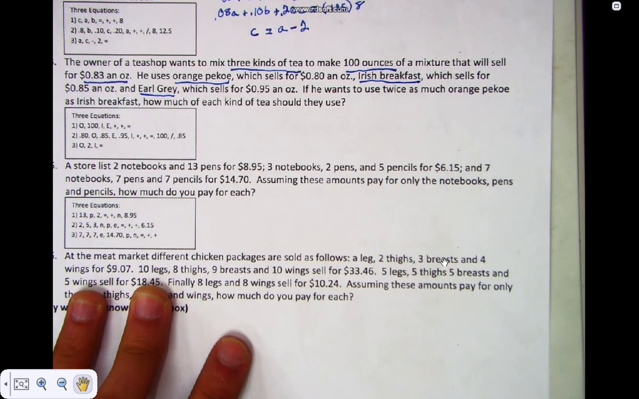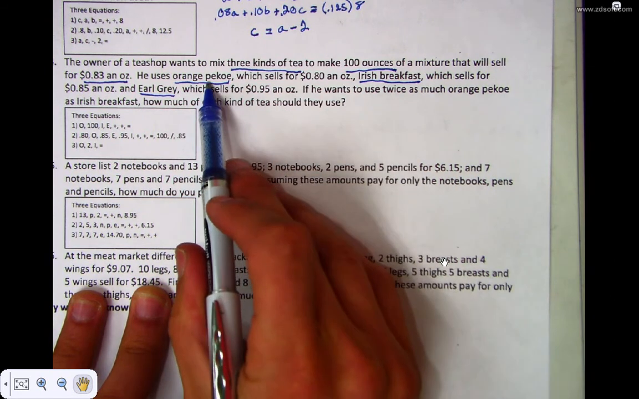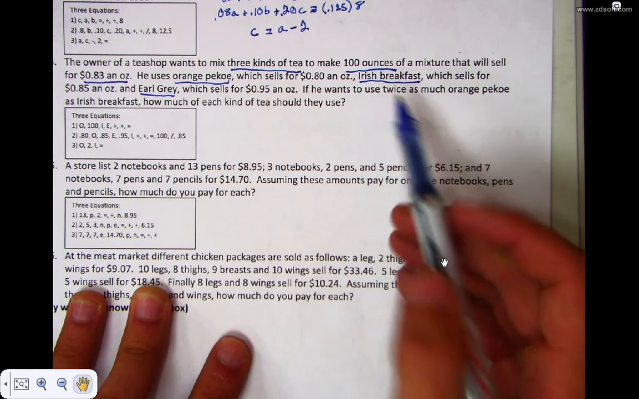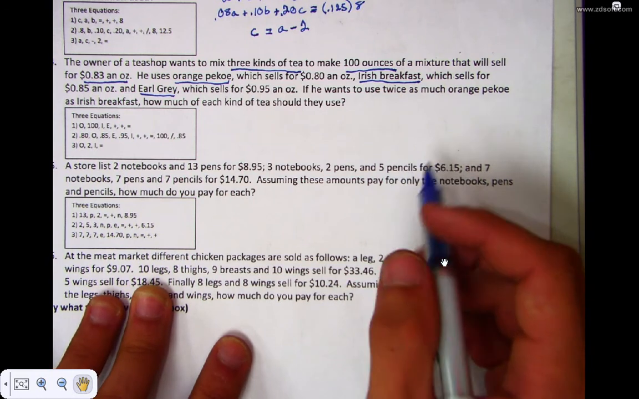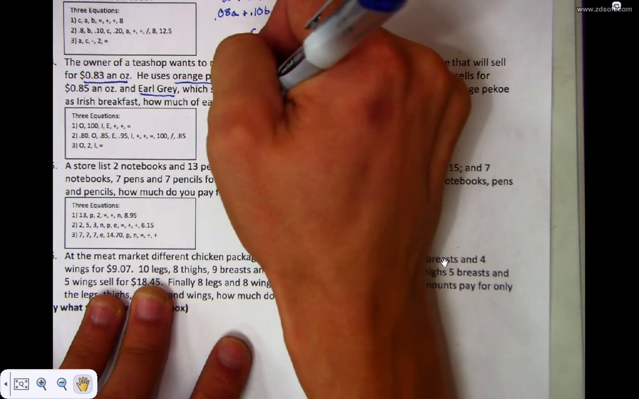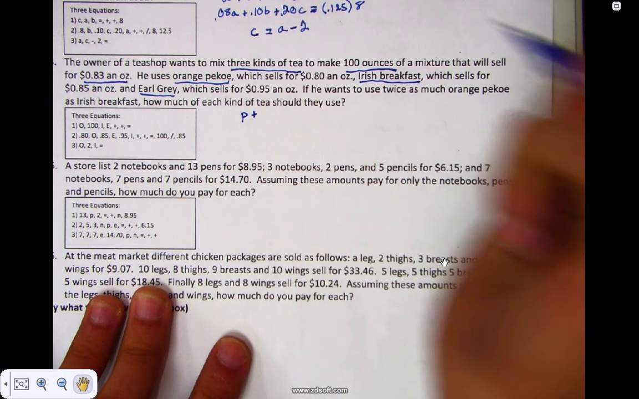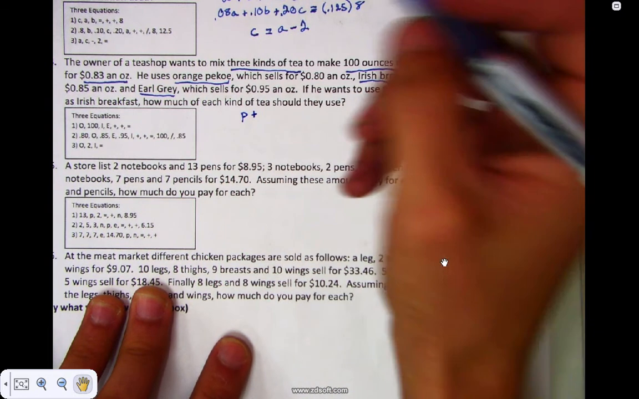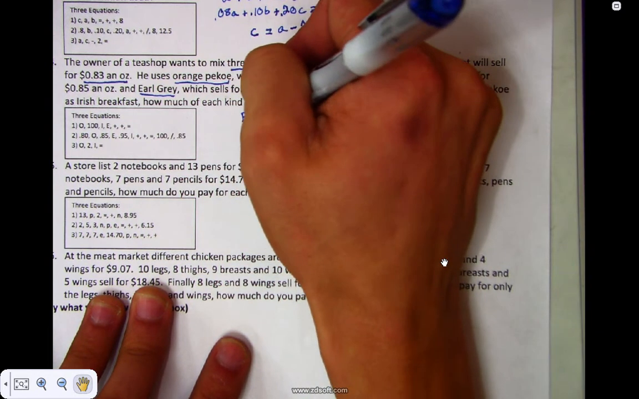All right, so I'm gonna go ahead and assign variables to these using the beginning letter of each second word. So P, B, and G. All right, so I've got some orange pekoe, I've got some B, and I have some G.